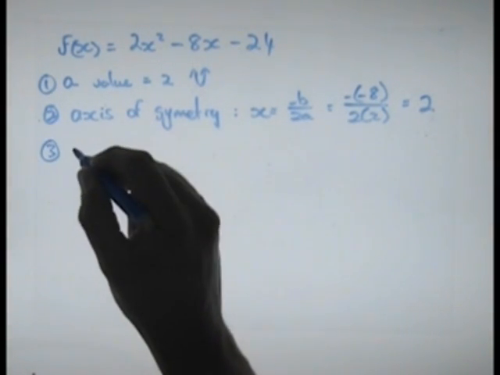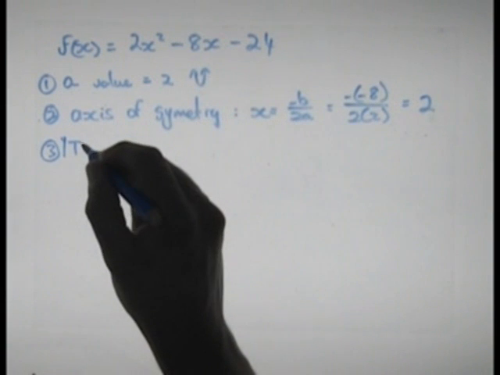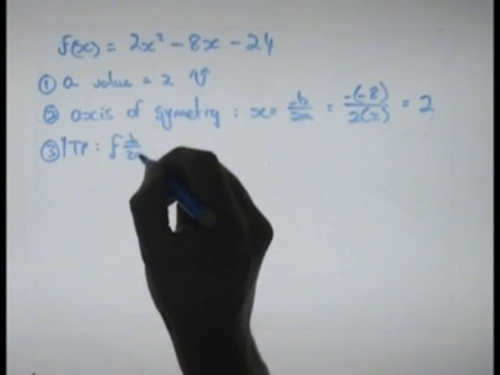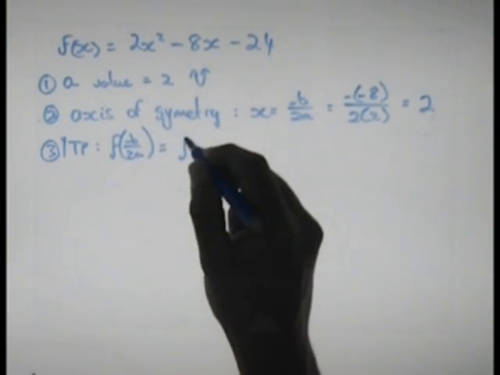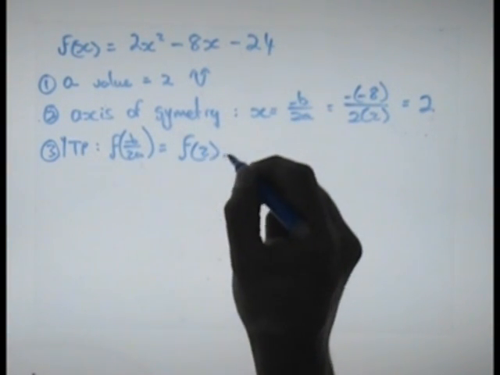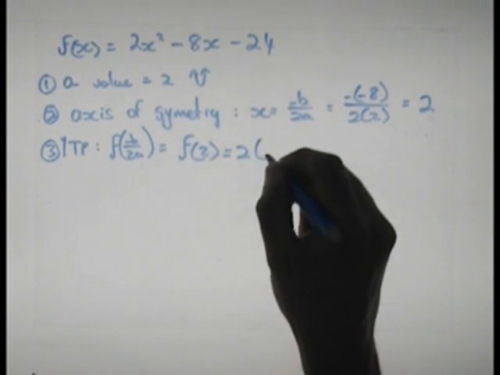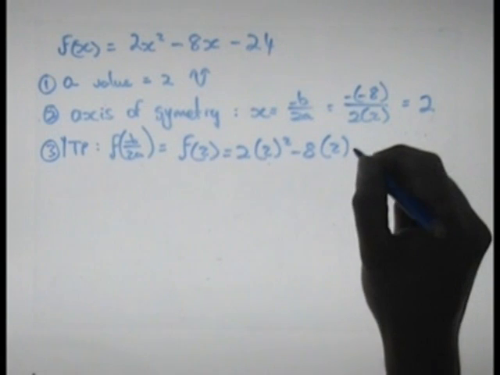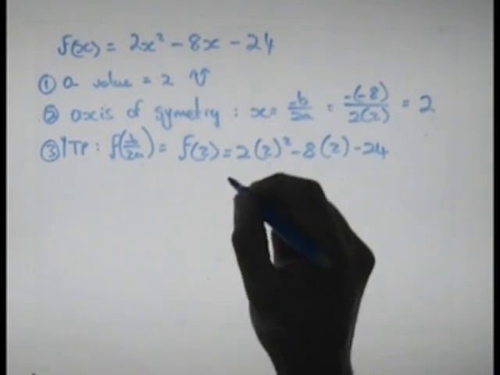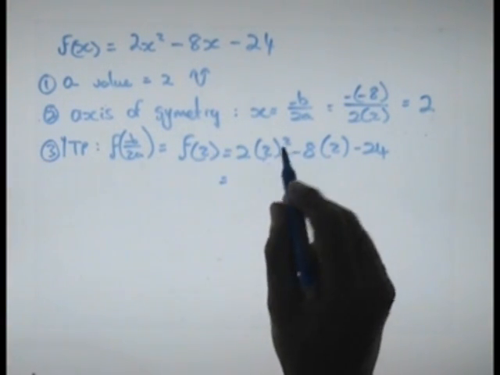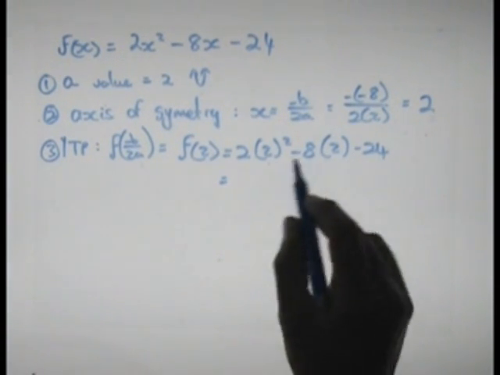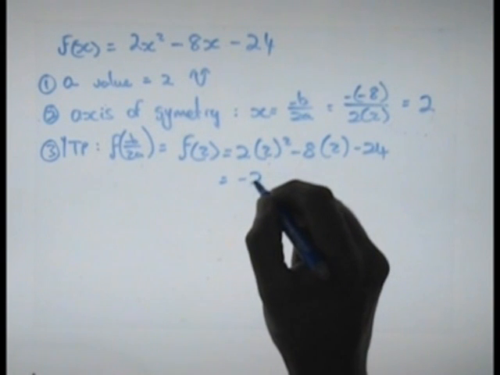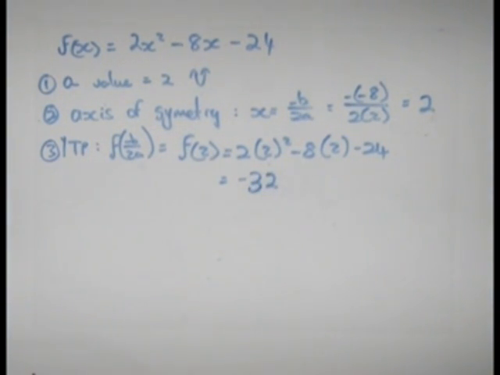Step 3, our y coordinate of our turning point, which happens at f of minus b over 2a, which is going to be f of 2, which is 2 times 2 squared minus 8 times 2 minus 24, which is equal to 2 squared is 4 times 2 is 8, minus 16 is equal to negative 8, negative 24 is negative 32.